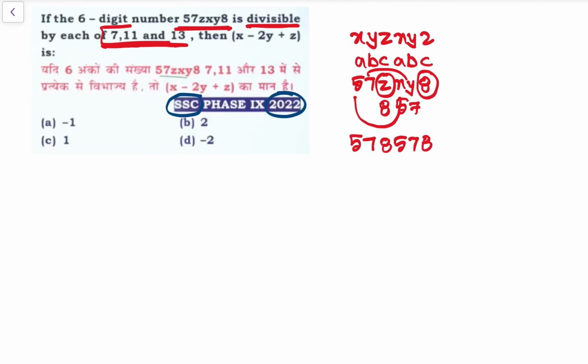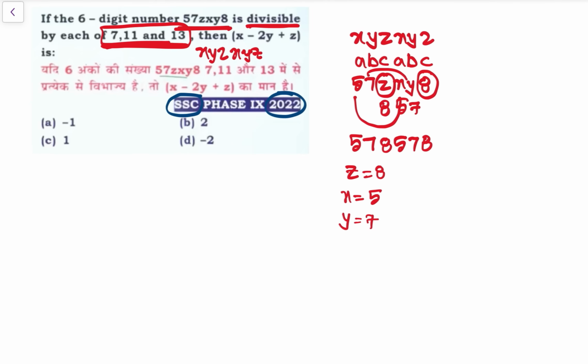क्योंकि जो तीनों से डिविजिबल होगा वो नंबर किस फॉर्म में होगा? XYZ XYZ फॉर्म में होगा, 6 डिजिट नंबर है तो। सो 578578. सो नाउ वी गॉट Z इज इक्वल टू 8, X इज इक्वल टू 5 and Y is equal to 7.